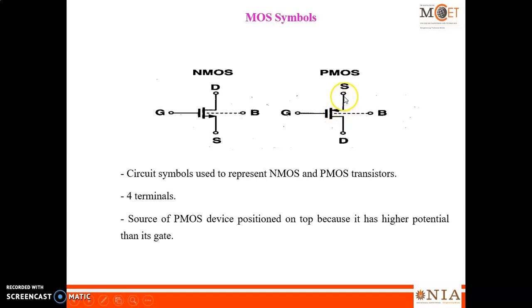But here source is placed on the top position. Why? What is the reason? Source is having higher potential than the gate terminal, so it is positioned on the top. So that's all about the circuit symbol for both PMOS transistor and NMOS transistor.